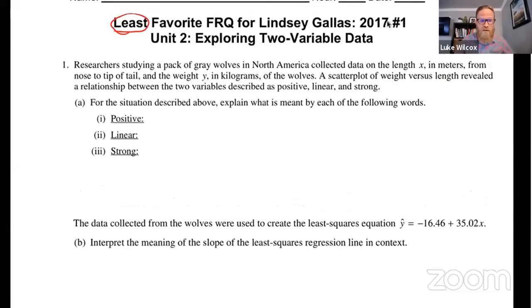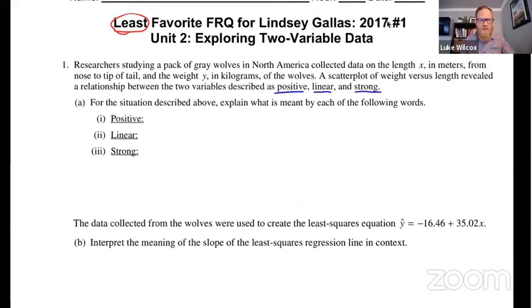Researchers studying a pack of gray wolves in North America collected data on the length X in meters from the nose to the tip of the tail and the weight Y in kilograms of the wolves. A scatter plot of weight versus length revealed a relationship between the two variables described as positive, linear, and strong.